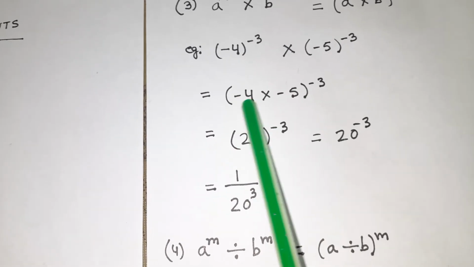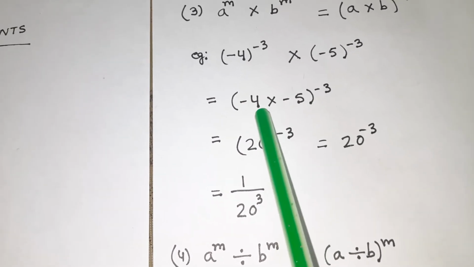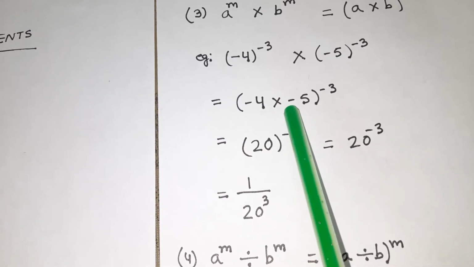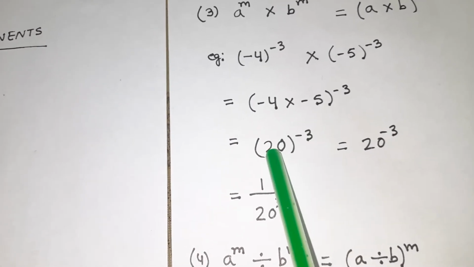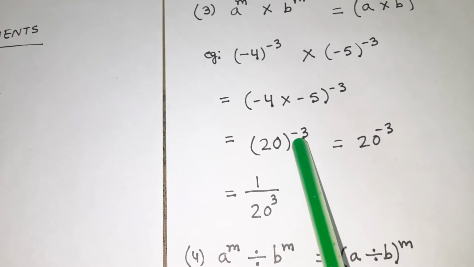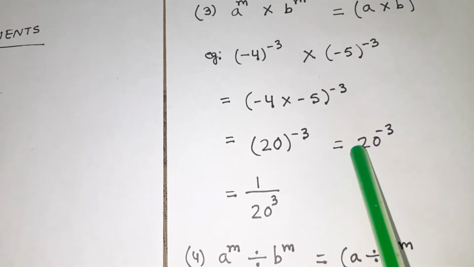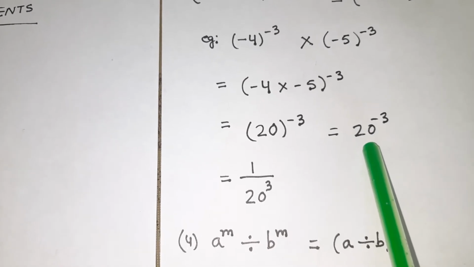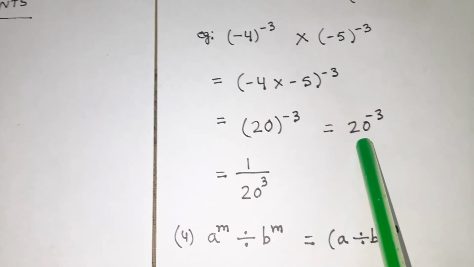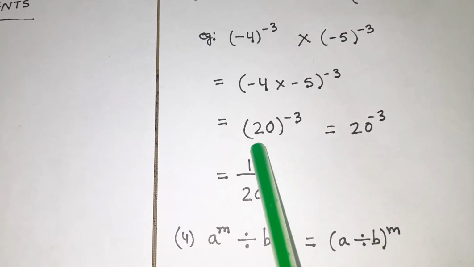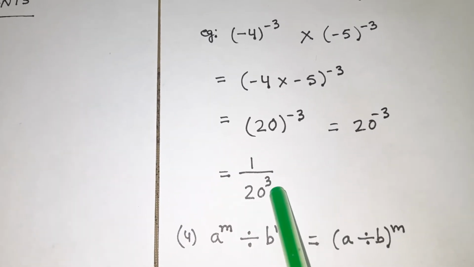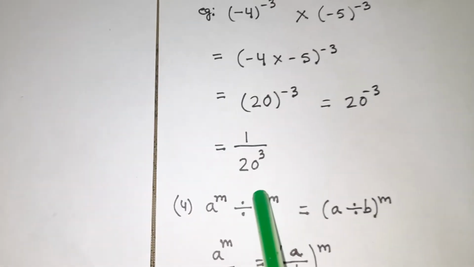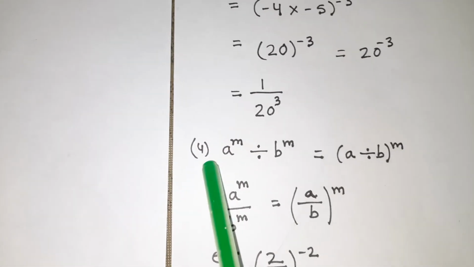Minus into minus is plus. 4 5s are 20. Raised to the power minus 3 means 20 raised to the power minus 3. Again you will change it into positive. So what will you do? Just take the reciprocal, it means 1 upon 20 raised to the power 3. This minus will change into positive. Is it clear?